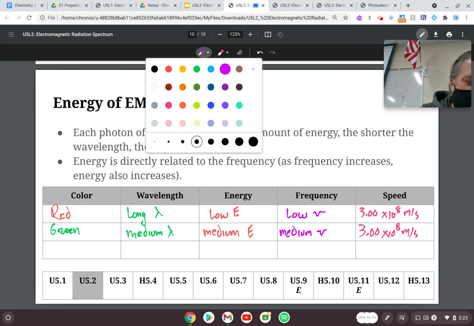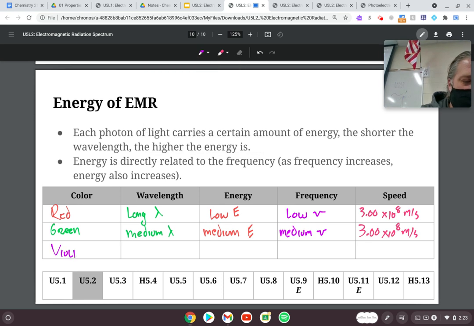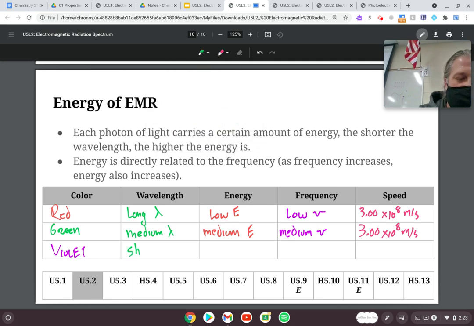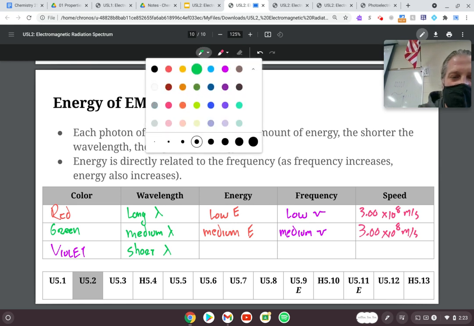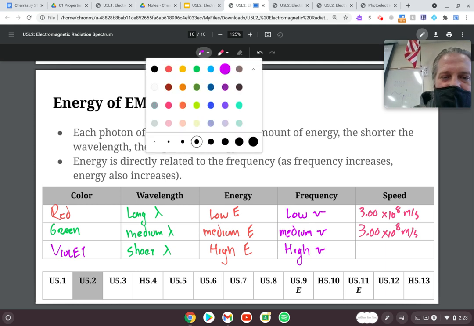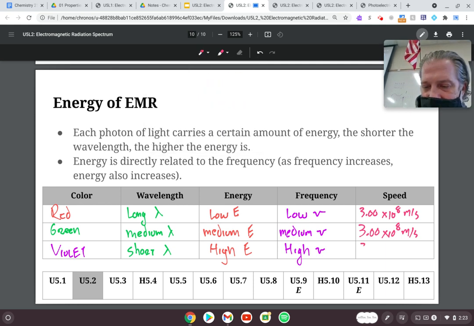And then when we had the violet or purple photon, we had a short wavelength. We had high energy. We had high frequency. And the photon was traveling at a rate of 3 times 10 to the 8 meters per second.